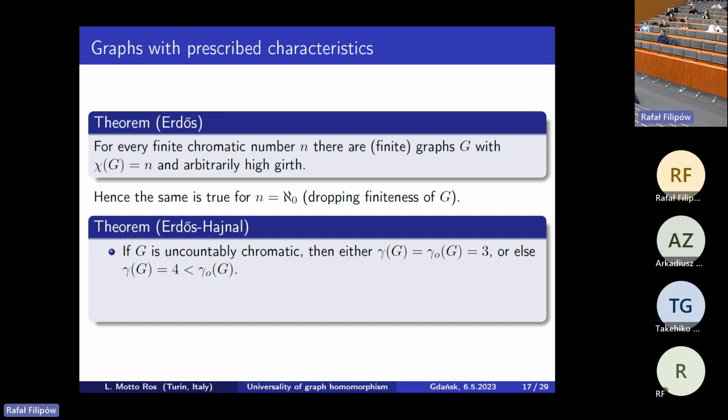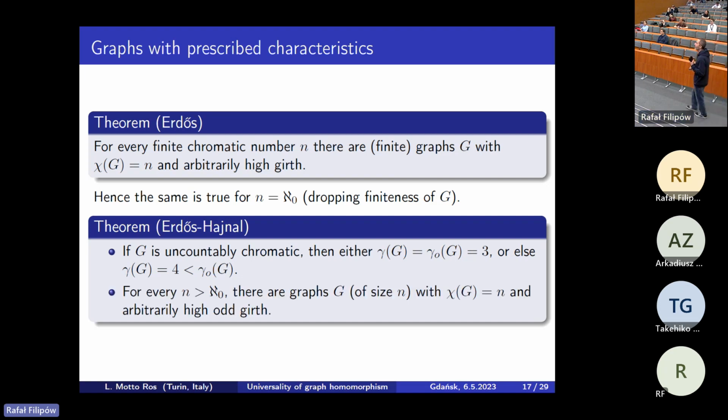So what they prove is that either the girth and the odd girth are 3, okay? So you have triangles in the graph, or otherwise you have cycles of length 4, and then the odd girth can be as high as you wish. So the first odd cycle can have enormous size, okay? But you have cycles of length 4. Apart from this obstruction, you can do whatever you want.